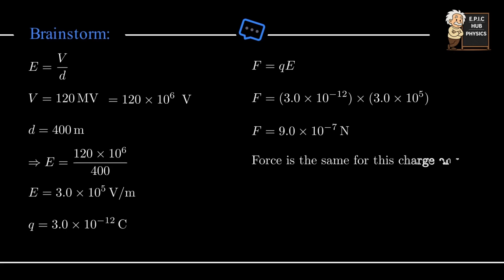So the magnitude of the electric force acting on the droplet is approximately 9.0 × 10^-7 newtons. This is our final answer.